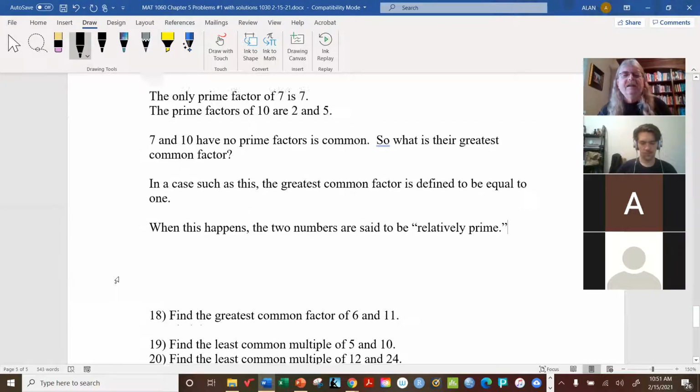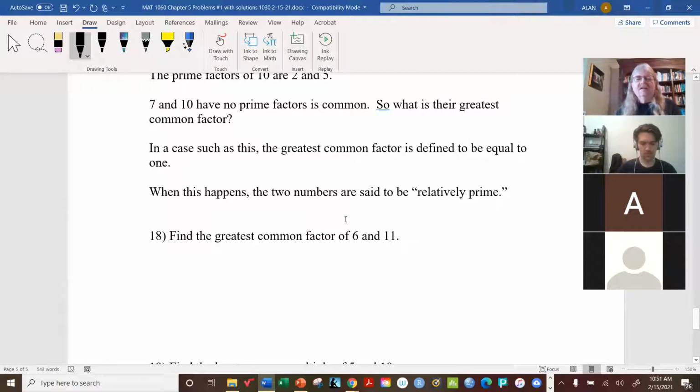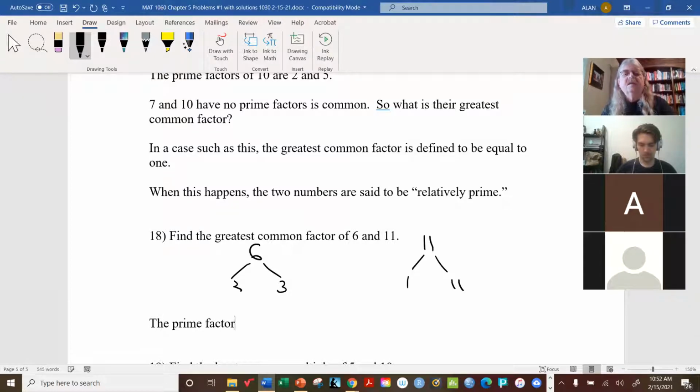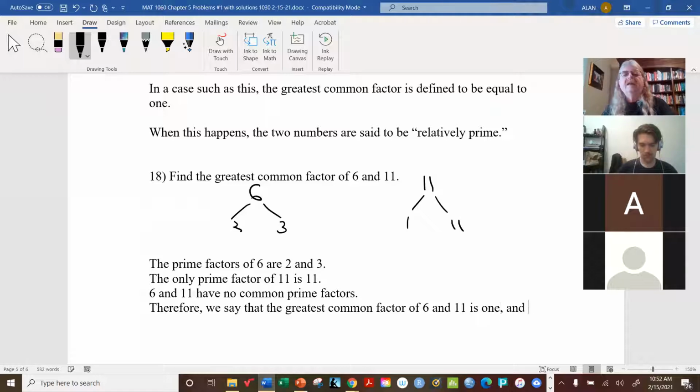So, okay. Now, what about this case, 6 and 11? Oh, no, I think we have another problem in our hands. Because look at them. 6 has prime factors of 2 and 3, but look at 11. Oh no. So once again, we run into the same issue. The prime factors of 6 are 2 and 3. The only prime factor of 11 is 11. 6 and 11 have no common prime factors. Therefore, we say that the greatest common factor of 6 and 11 is 1, and 6 and 11 are, again, relatively prime.